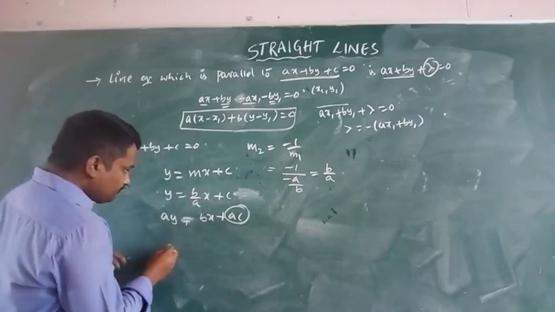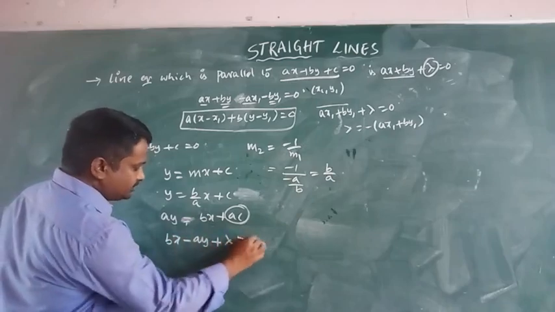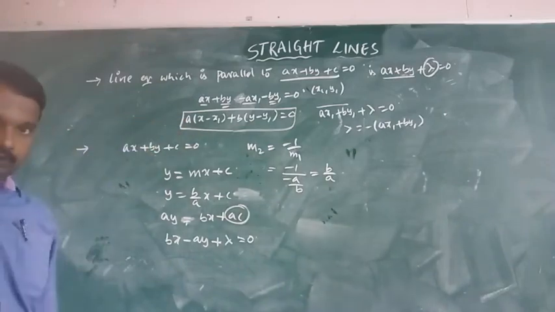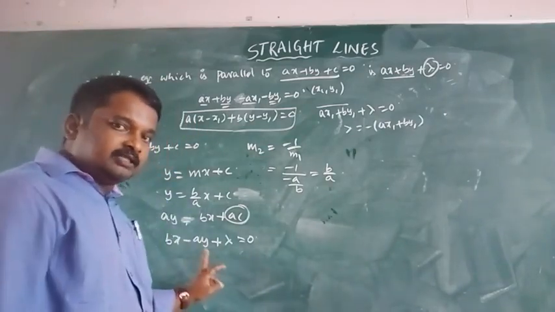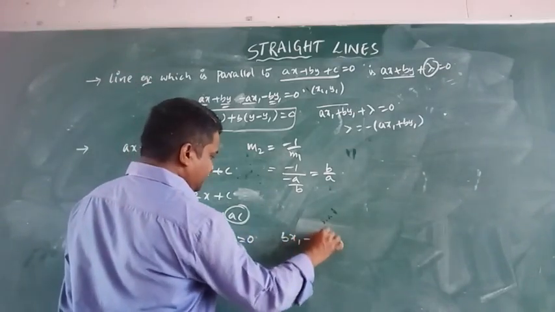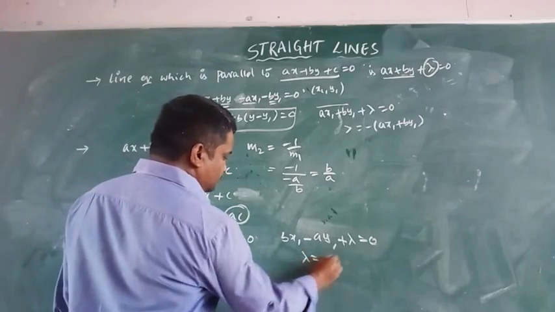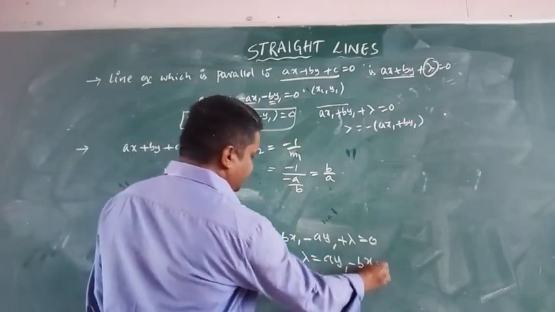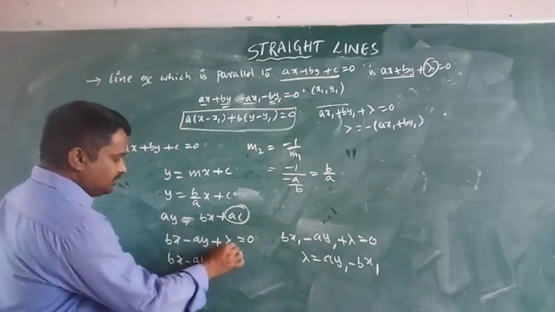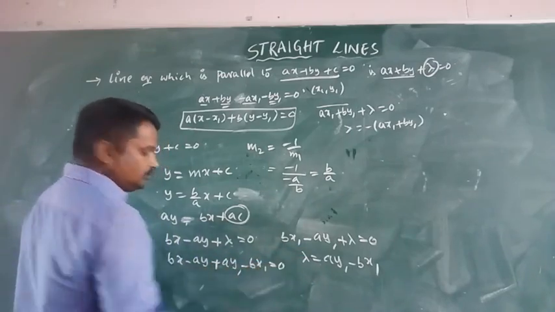This constant I am changing to λ. That means bx - ay + λ = 0. It is a perpendicular line to ax + by + c = 0. Suppose it is passing through (x1, y1). Substitute there: bx1 - ay1 + λ = 0. That means λ = ay1 - bx1. Substituting here in place of λ: bx - ay + ay1 - bx1 = 0.